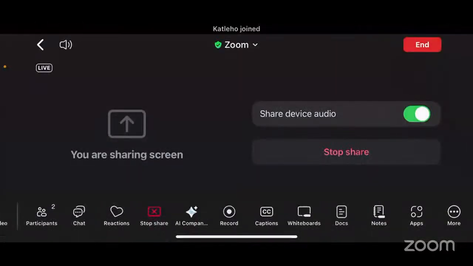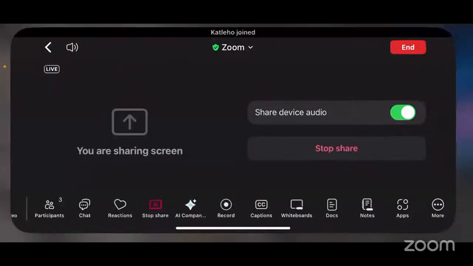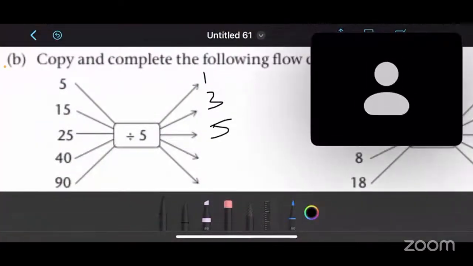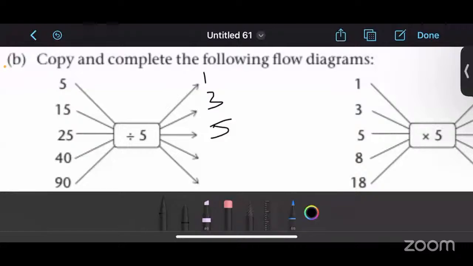5. And then we have 40 divided by 5, 9. Perfect. And then 80 divided by 5, 18.